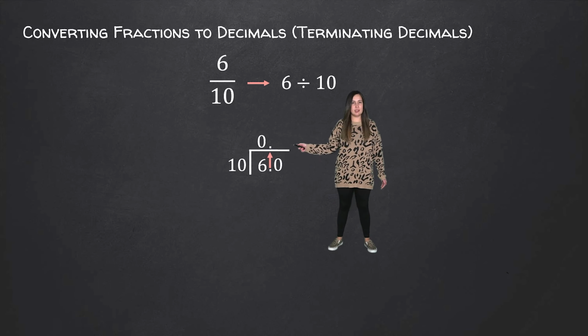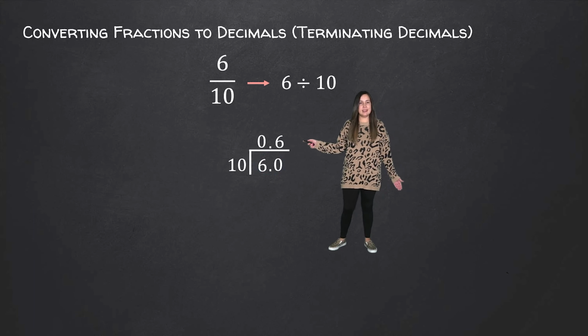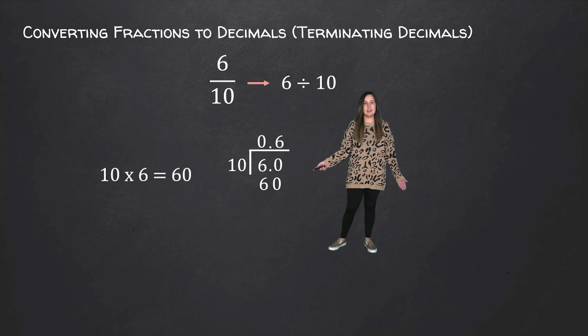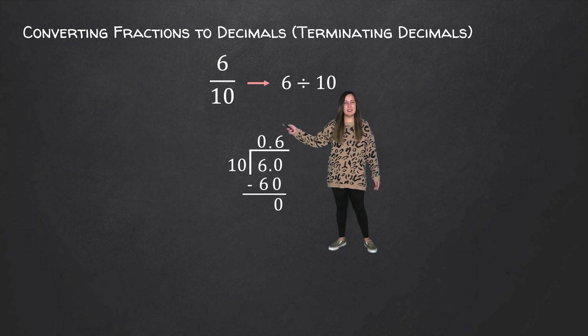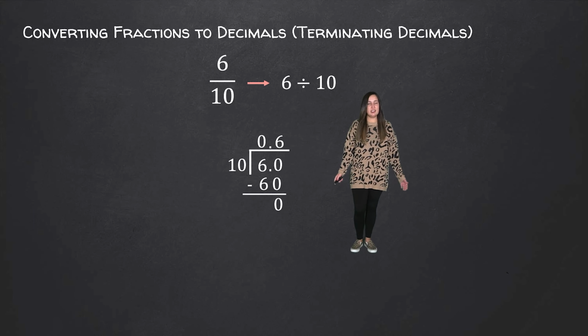Make sure you bring the decimal point up, and then you ask yourselves, how many times does 10 go into 60? Well, 10 goes into 60 6 times, and that's because 10 times 6 is equal to 60. And then we go ahead and subtract. 60 minus 60 is 0, so we have no remainder. And that means that 6 over 10 is equivalent to 6/10. And that's it for converting fractions to decimals. And we're only focusing on terminating decimals in this video.